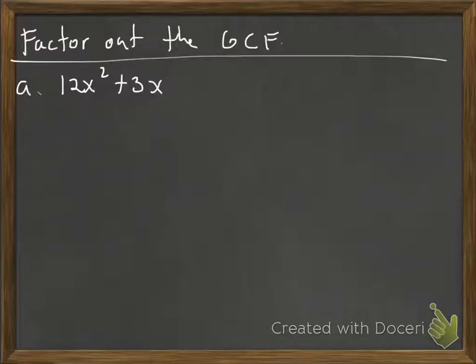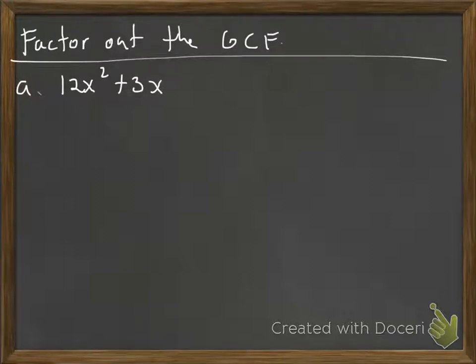Alright, we're going to take a look at factoring out the greatest common factor. That's kind of like the first step we want to do when we start factoring. If we can factor that GCF out, we're going to be dealing with smaller numbers and fewer variables, which makes the problem easier for us to continue with.